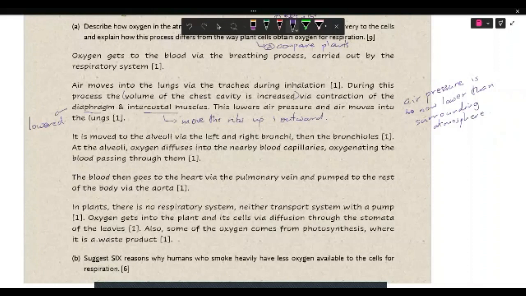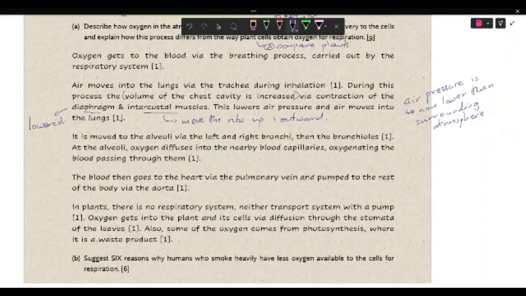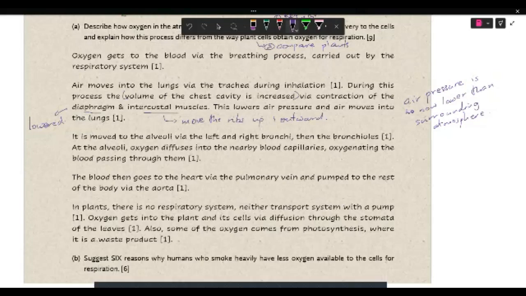Right? And because of that, the air is going to move from the atmosphere into your lungs, down that air pressure gradient. So just like diffusion, where you have a concentration gradient, and the particles move from high to low concentration, the same kind of process is happening here. Well, I should say a similar process is happening here, where the air is moving from high air pressure to low air pressure. All right.